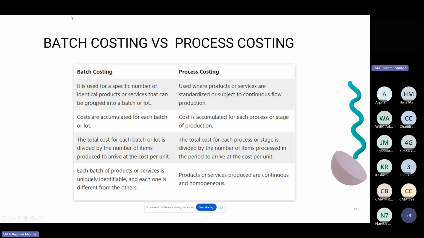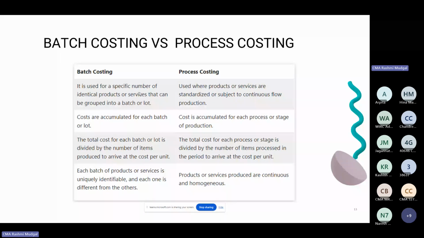Batch costing also deals with identical products and services that can be grouped into one batch. But process costing is standardized and subject to continuous flow of production. Costs are accumulated to each batch, but in process costing this is done for each stage of production. In batch costing, each product and service is uniquely identified and each one is different, whereas process costing covers homogeneous mass production which can be taken into account.